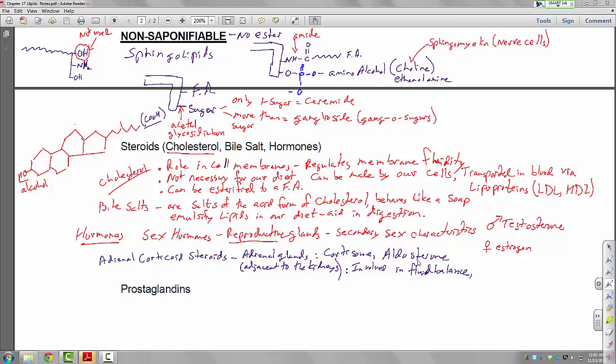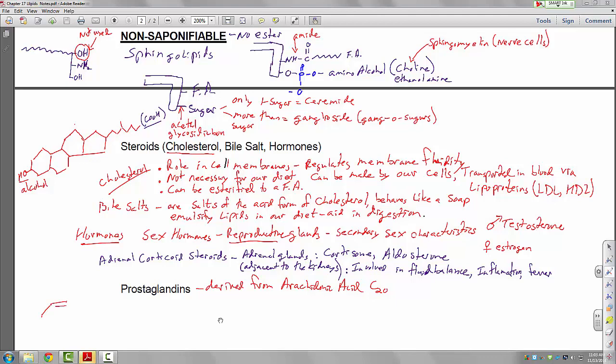Also involved in inflammation. Also fever. Prostaglandins. These guys are derived from arachidonic acid. And again, you don't really need to know the structure of arachidonic acid, but know that it is 20 carbons long, and I will attempt to draw the structure of arachidonic acid, if I can remember this right.